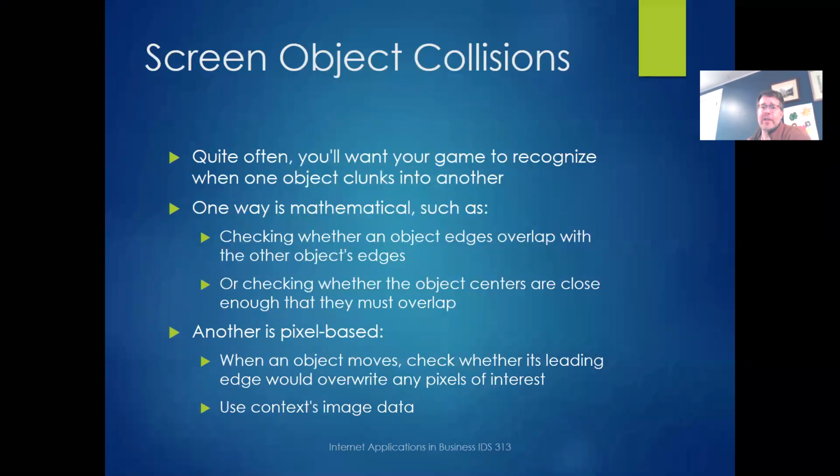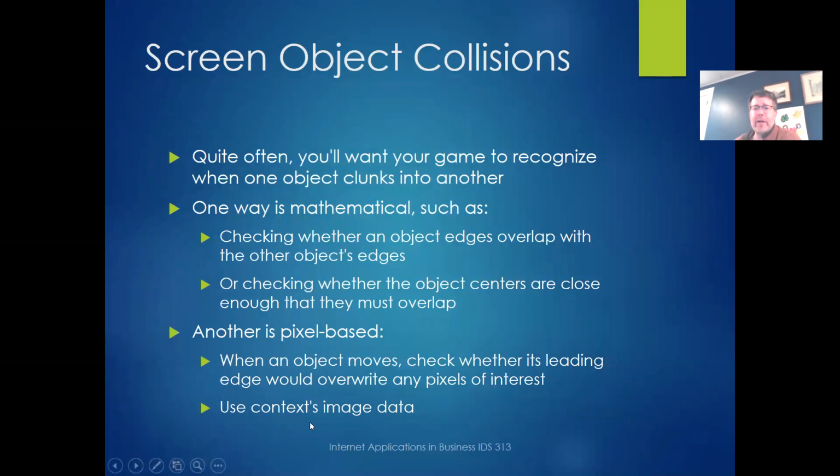Okay. Next thing, screen object collisions, right? So very, very often, you're going to want your game to recognize when one object clunks into another, right? Whatever you're doing, it's going to be potentially significant. Now, there's a couple ways to do this. Number one, mathematical. So if your shapes are fairly simple polygons, this is an easy one to do. You can check whether an object's edge overlaps with another object's edge. And if they do, then you're going to say, oh yeah, those things, they bumped.